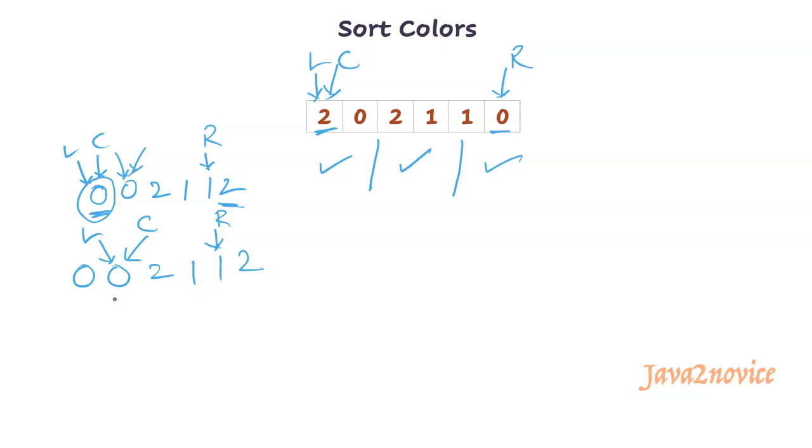Now in the next iteration, the current element is 0 again. We need to swap it with the left pointer. But again, both are pointing to the same position. So there is no change in the input array. However, we need to increment both left and current pointers by one step. So it will point here. I'll redraw it.